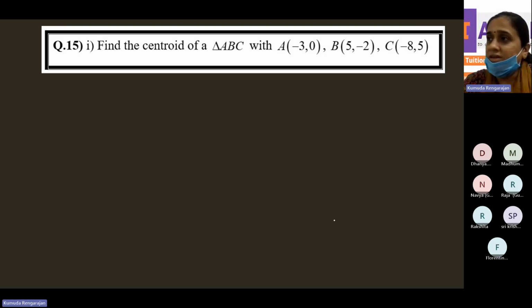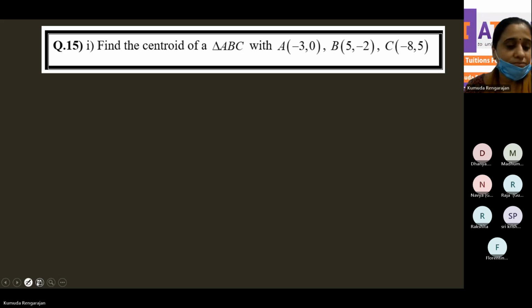Yeah. So this is the next question. Find the centroid of triangle ABC. Find the centroid. Now, write down what is a centroid? Point where? All the vertices. That's a centroid. All right. So what is a centroid? Just make a note of that.